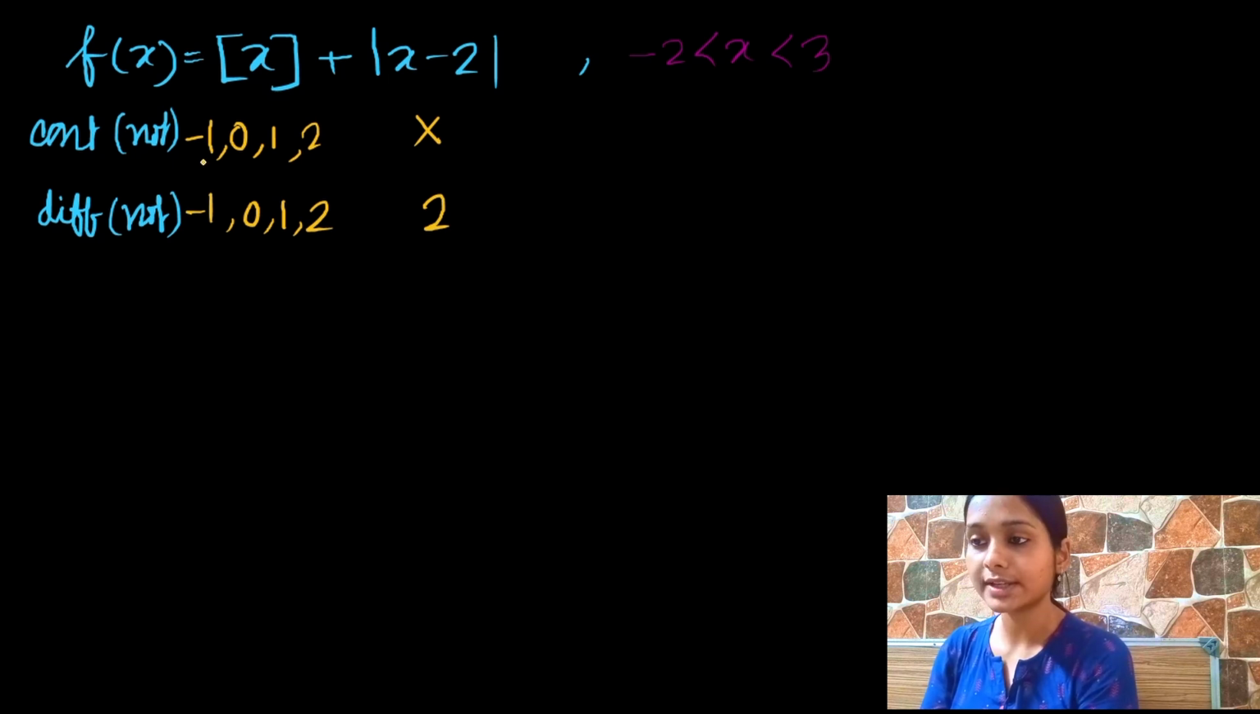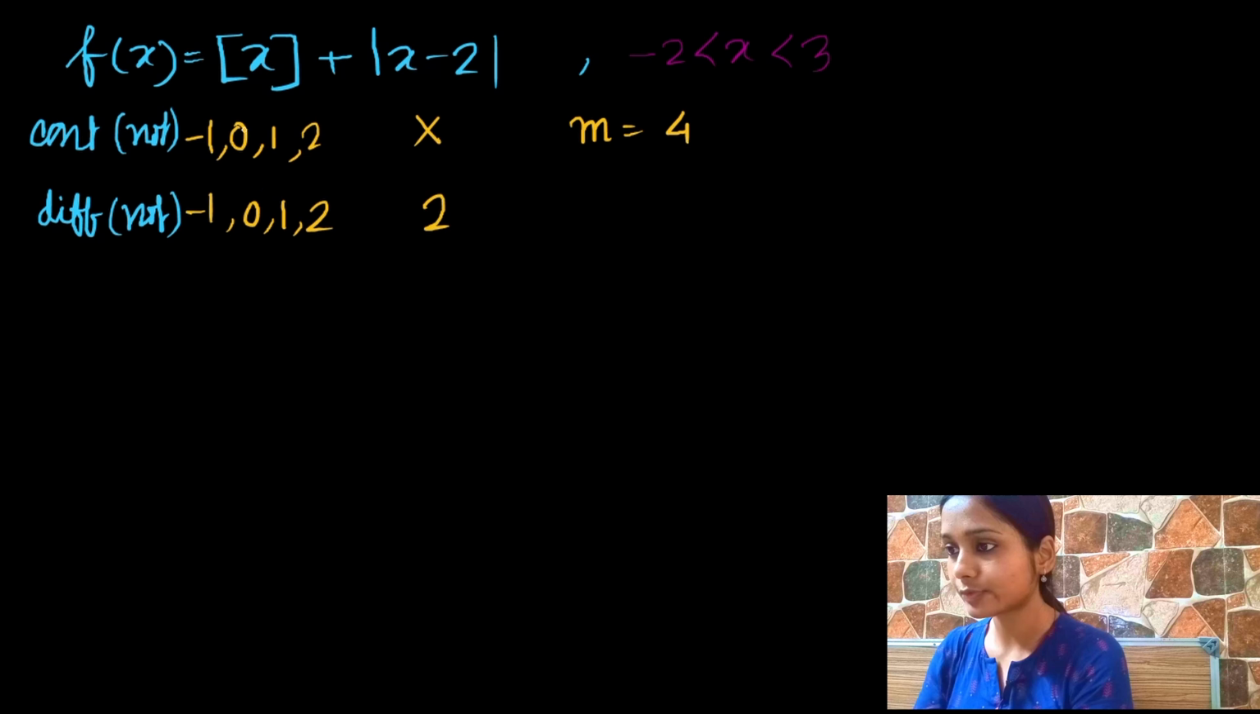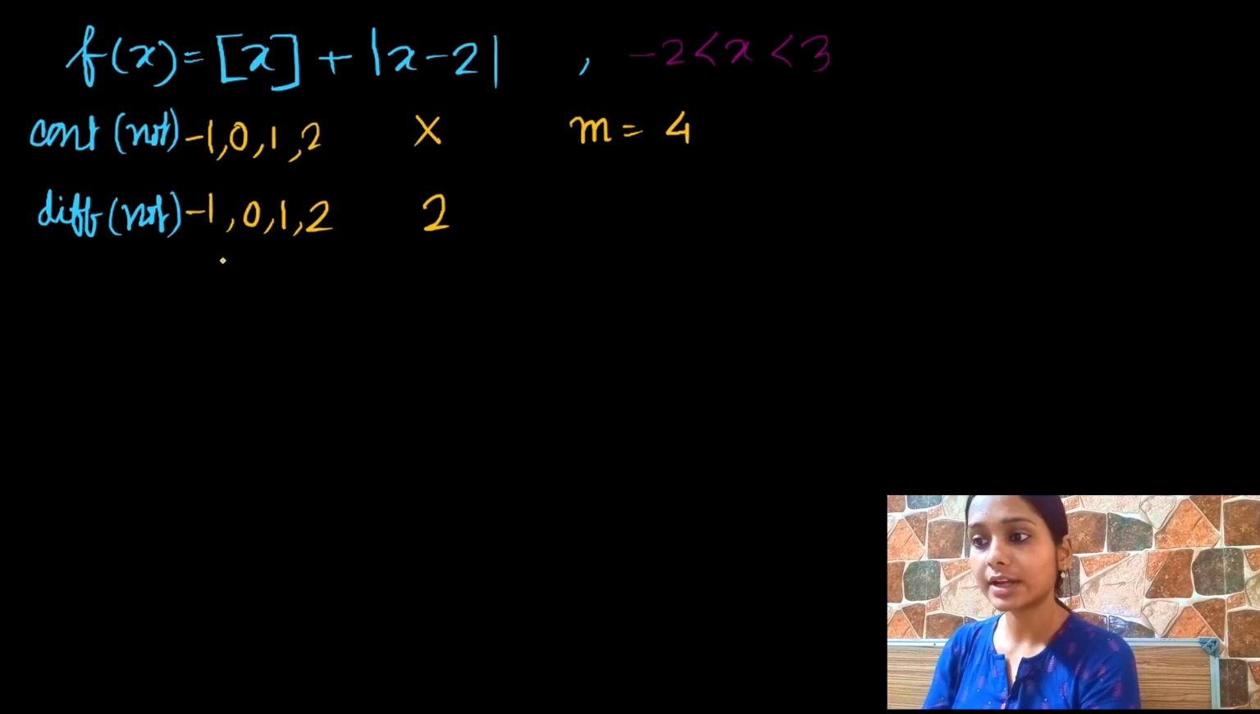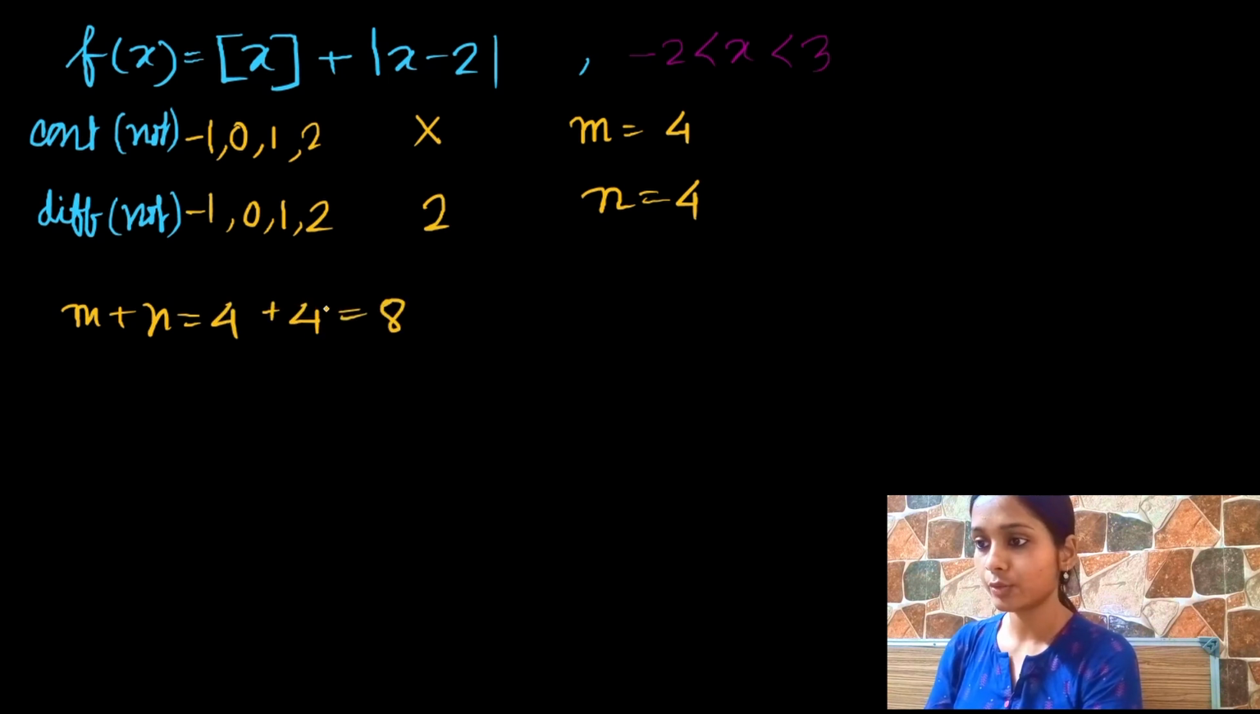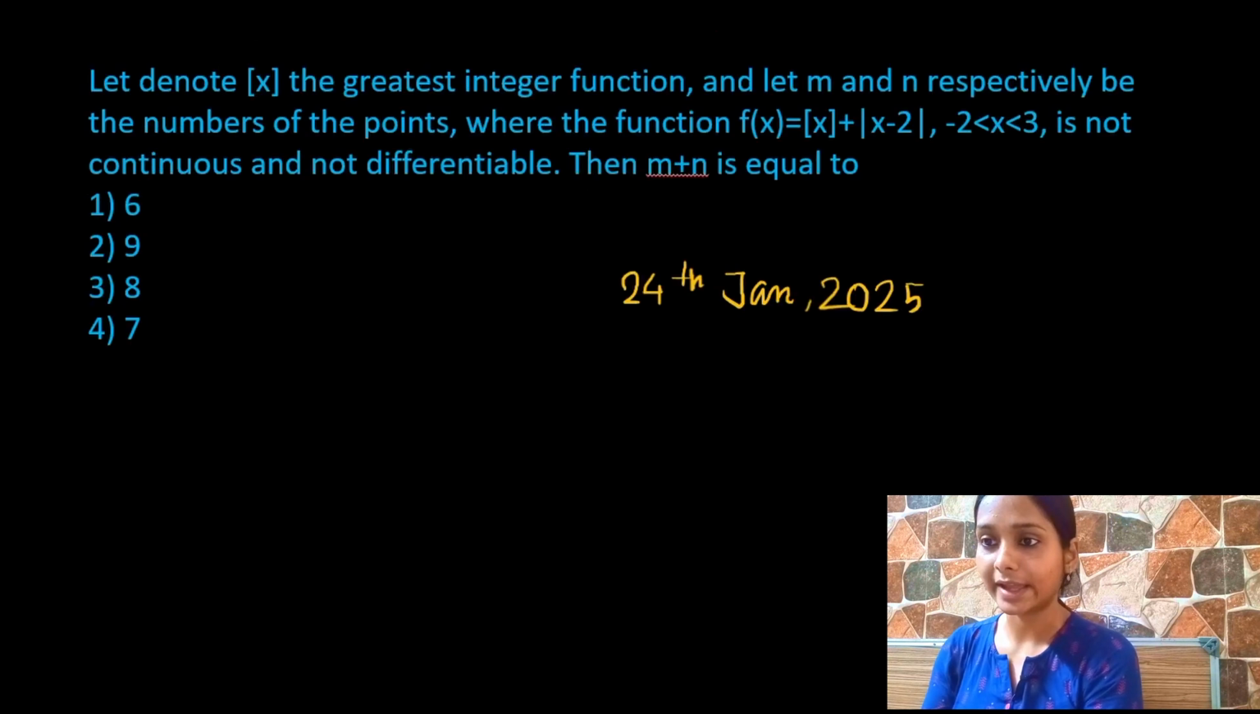So the whole function is not continuous at these four points, -1, 0, 1, 2. So we have the value of m as 4. For differentiability, it will not be differentiable at -1, 0, 1, 2, and the |x - 2| part is not differentiable at 2, and 2 is already included in this set. So n will also have the value 4. Therefore m + n = 4 + 4 = 8. So the answer will be 8. Let me check the options. Yes, option 3 has the answer 8, so it is the correct option.